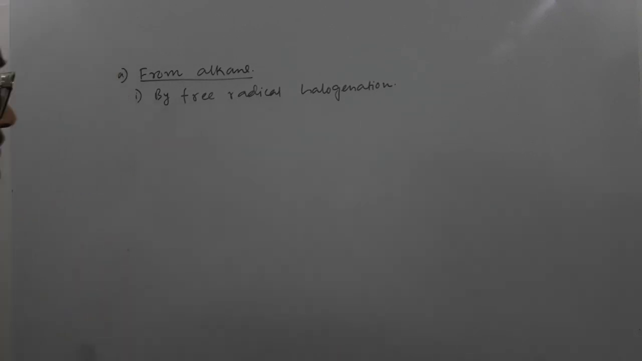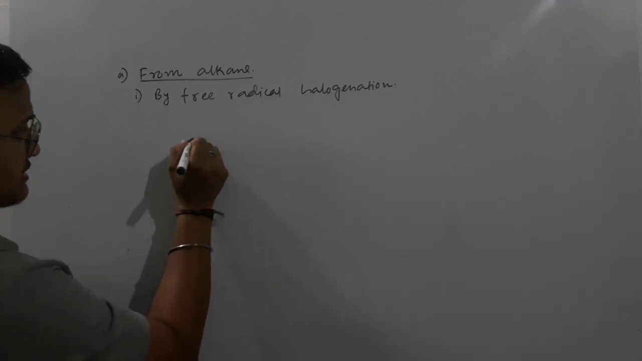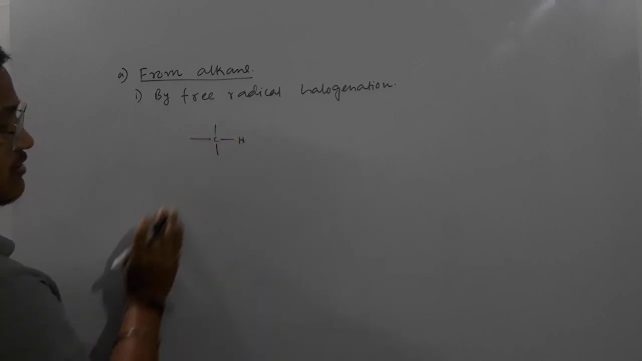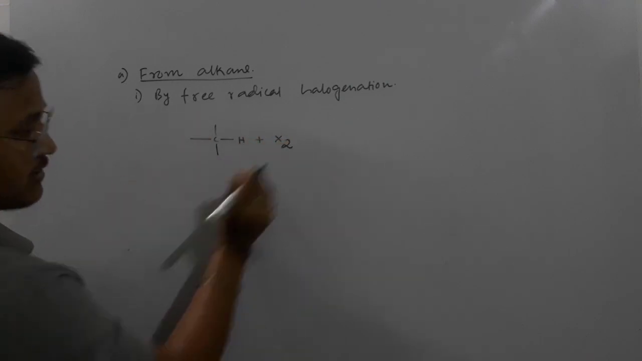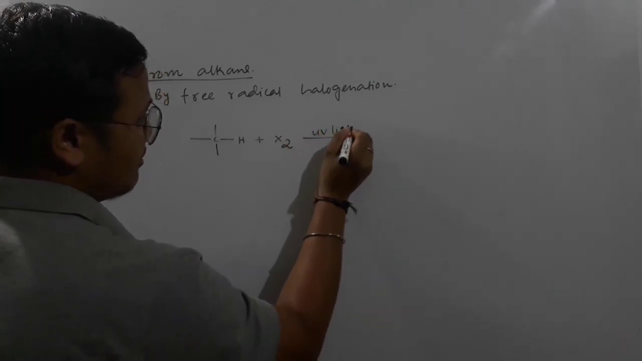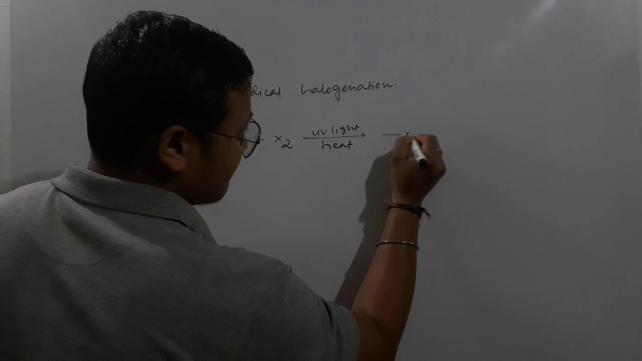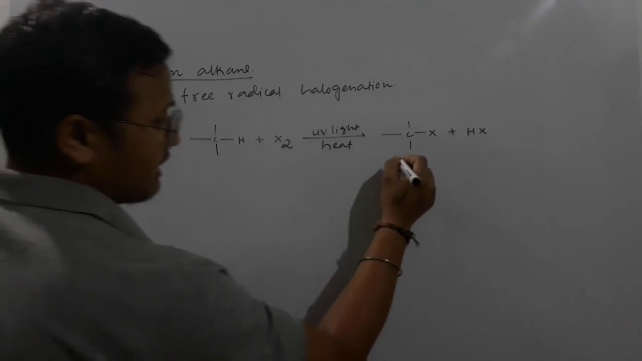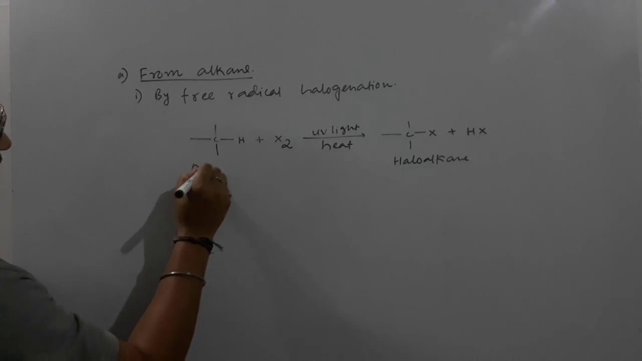So in this reaction, what we will exactly try to do is, suppose consider this is our hydrocarbon. Here it may be carbon or hydrogen. We are reacting it with a halogen molecule, in presence of UV light or in presence of heat. It will replace the hydrogen from here, and it will give you a product called haloalkane. Clear?